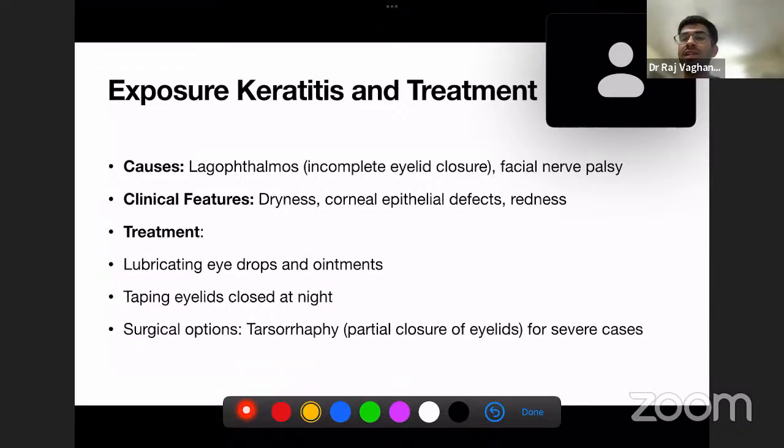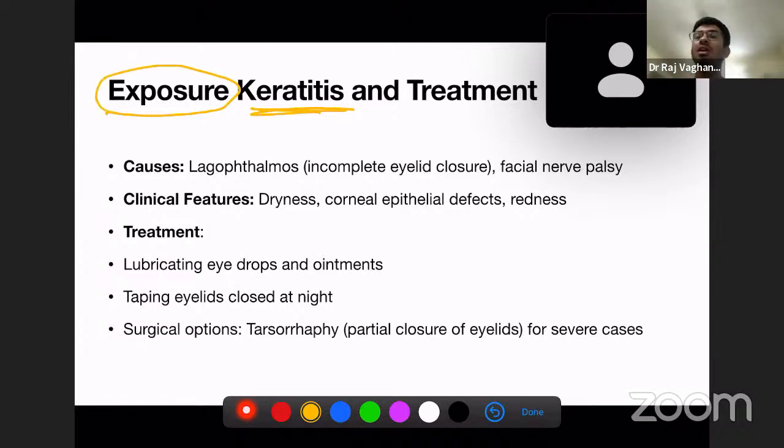Now, what is exposure keratitis? Exposure keratitis means inflammation of the cornea due to exposure. Now what exposure will we see? The causes include lagophthalmos, incomplete eyelid closure, and facial nerve palsy. If you're not able to close your eyes properly, even if you're sleeping, for example, and your eye is still a tenth open, what will happen? Dust particles, bacteria, everything will come into your eyes, and that can lead to keratitis, inflammation of the cornea. That is known as exposure keratitis.